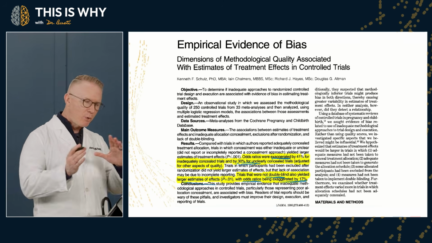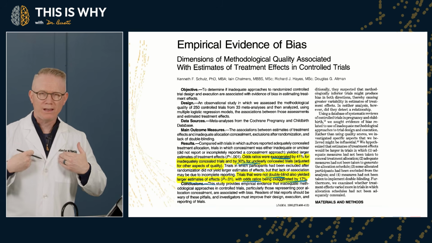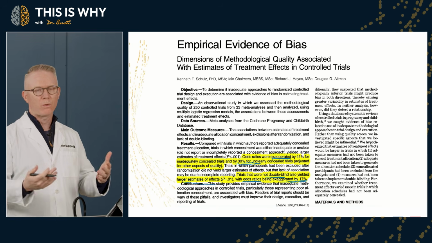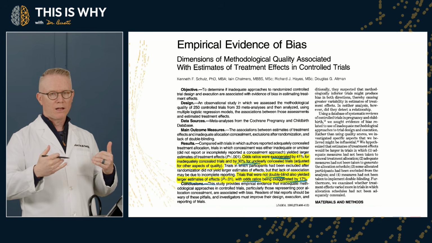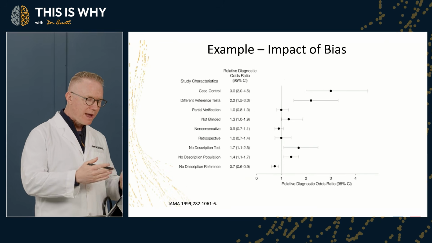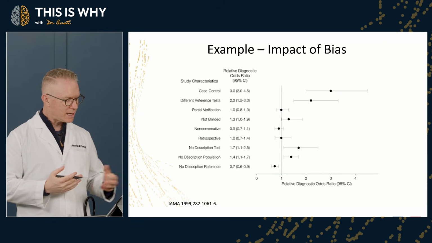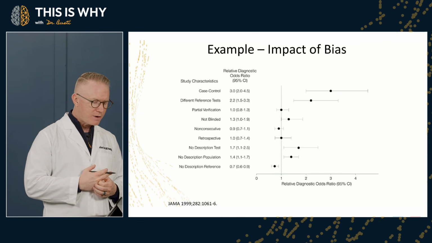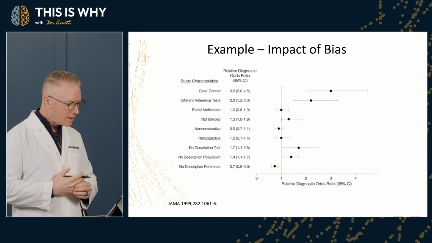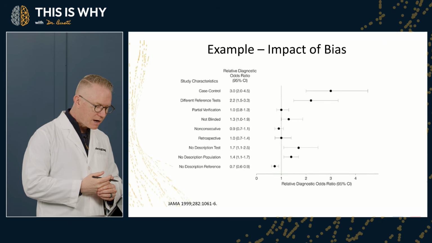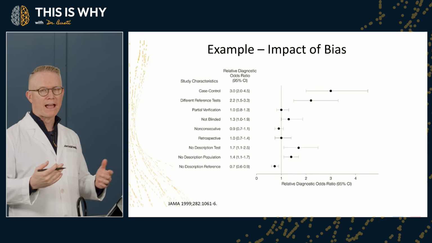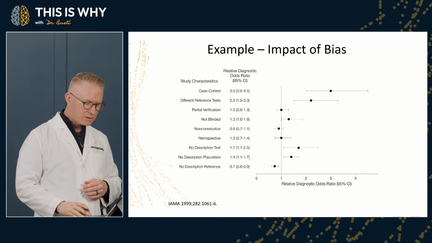Okay? So again, that points to, why would that happen? Because our behavior changes, whether we're the patient or the researcher, in what we do when we know what we're getting and who's getting what, okay? And so you can see the impact of bias in various study characteristics like case-controlled studies. Clearly, there's an impact for bias, right? Different reference tests can be not controlling for that. No description of the test, right? No description of the population, and the impact that has on the overall bias, okay?